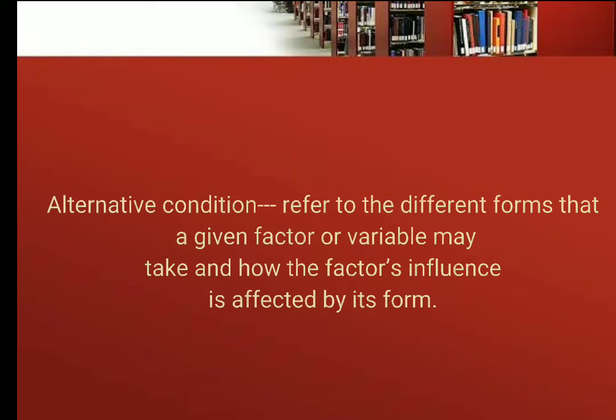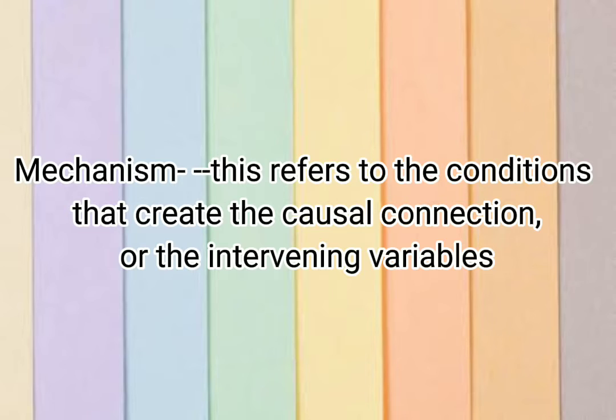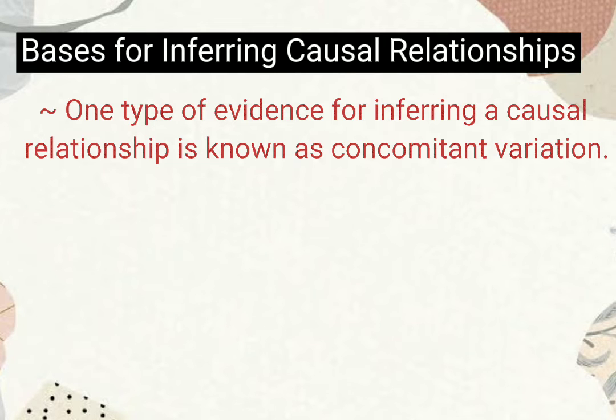Another condition is the alternative condition, which refers to the different forms that a given factor or variable may take and how the factor's influence is affected by its form. Now, let's look at the mechanism. This refers to the conditions that create the causal connection, or the intervening variables. Consideration of the mechanism helps us to understand how variation in the independent variable results in variation in the dependent variable.